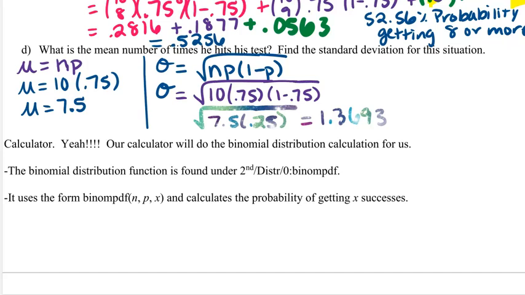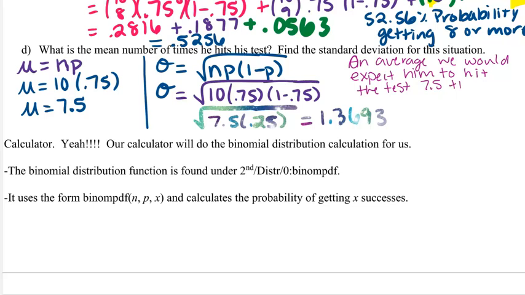We are going, on average, we would expect him to hit the test 7.5 times and vary from the mean by 1.3693. Yes, I know that does not make sense, but it is what it is.